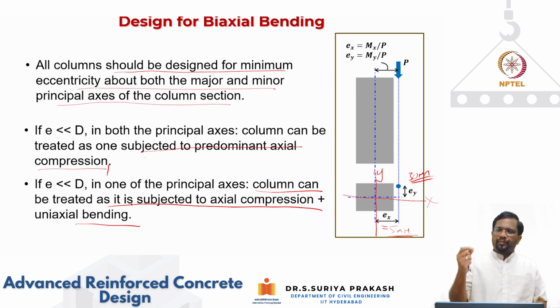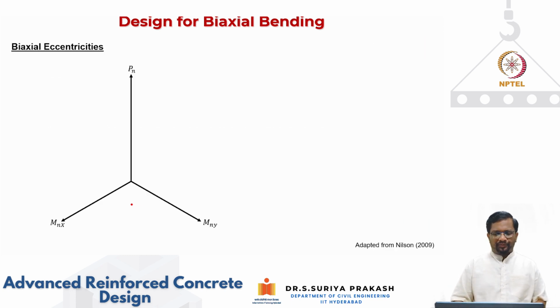So in summary, if your eccentricity is very small about both axes, then the column will be subjected to predominantly axial compression. If the eccentricity is very small only about one axis, then you will have axial compression and uniaxial bending, but not biaxial bending. But if Ex and Ey are significantly higher, then you need to account for biaxial bending.